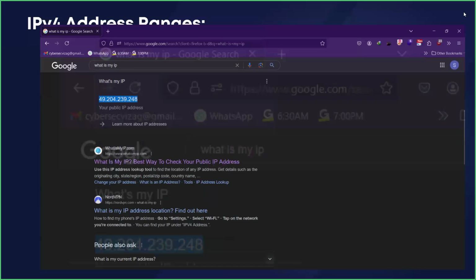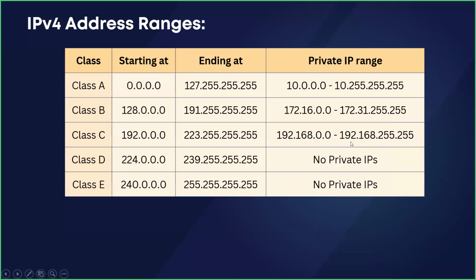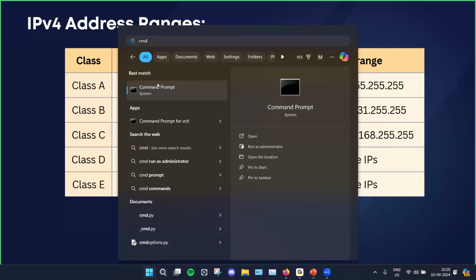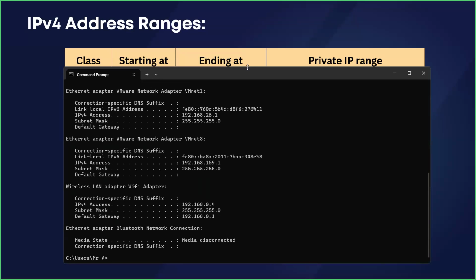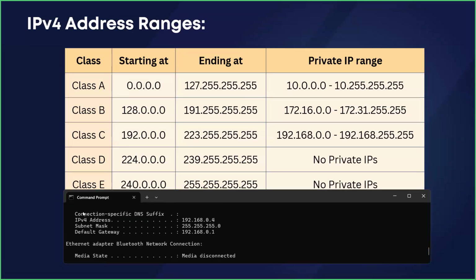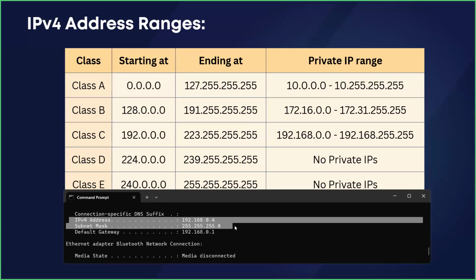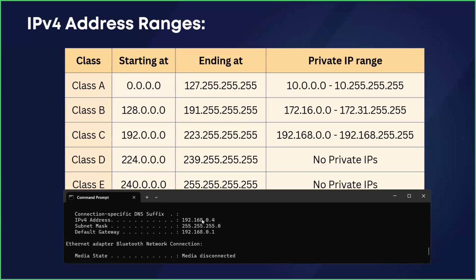And if I had to check my private IP on the other hand, I can just open up my command prompt. And in the command prompt, I can run a command called ipconfig, Internet Protocol Configurations. And this shows me my private IP here. Looking at this IP now, can you tell me which class is it? Yes, 192.168.0.4. That's Class C. And is it falling in the private IP range? Yes, it is. Perfect. Okay.